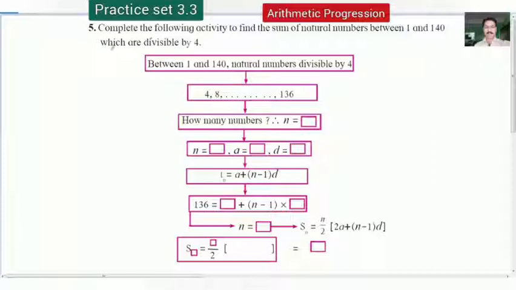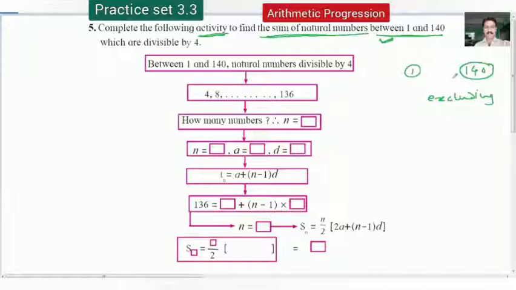See here, what is this? Complete the following activity. This is the activity. Okay friends, find the sum of natural numbers between 1 to 140. Between, the meaning of that word is what? 1 and 140 both are excluding. Means we have to take except 1 and 140. In between terms only we have to take.